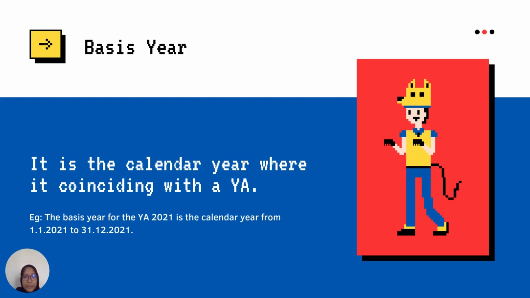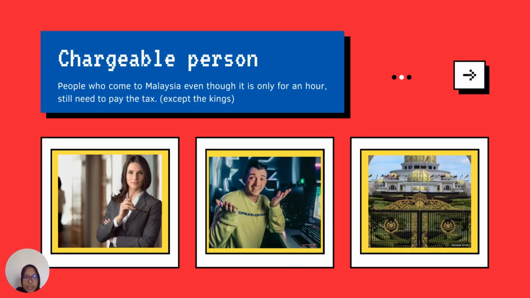Let's talk about basis year. It is the calendar year which coincides with a year of assessment. For example, for the year of assessment of 2021, it is the calendar year from 1st January 2021 to 31st December 2021. The last one is chargeable person. Who needs to pay the tax? Everyone. People who come to Malaysia, even though it is only for an hour, still need to pay the tax, except for the kings, since they are the landlord of Malaysia country. That's all from me. Thank you.